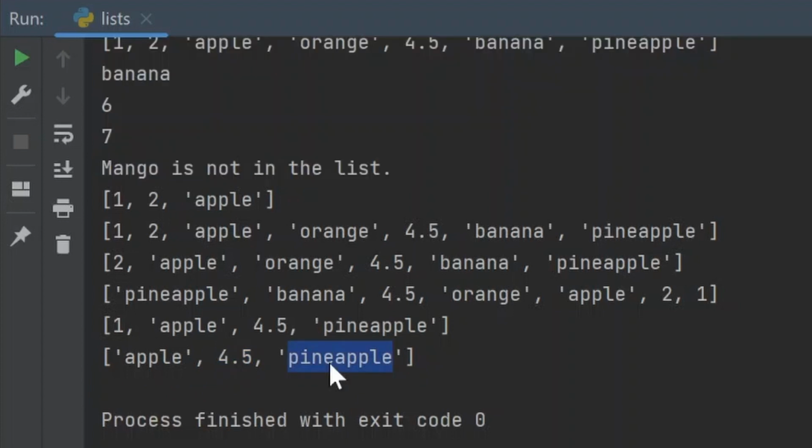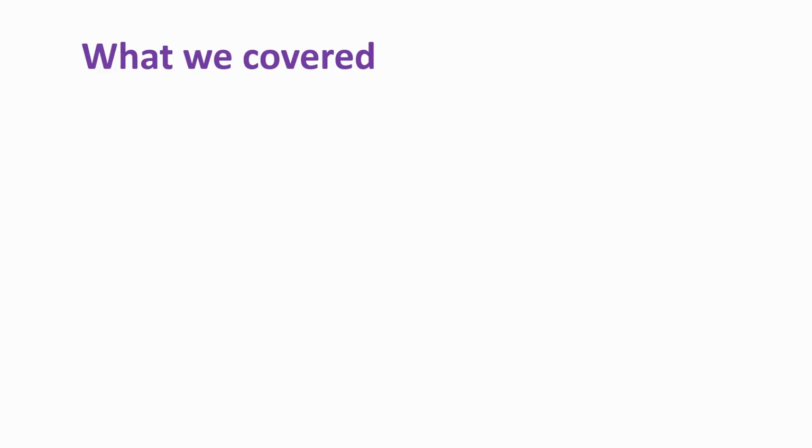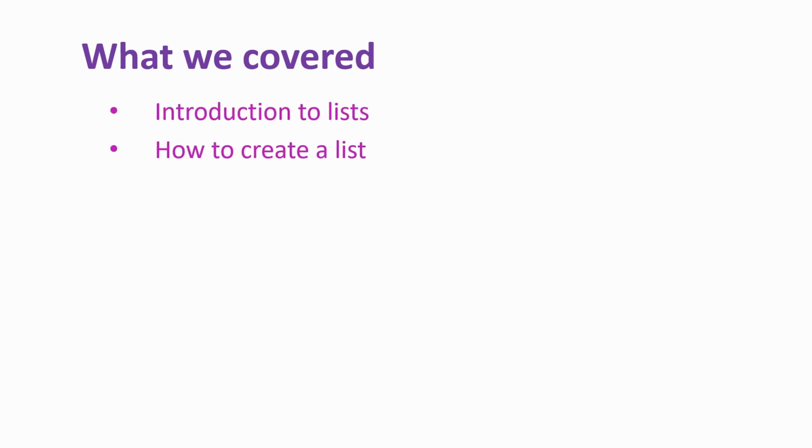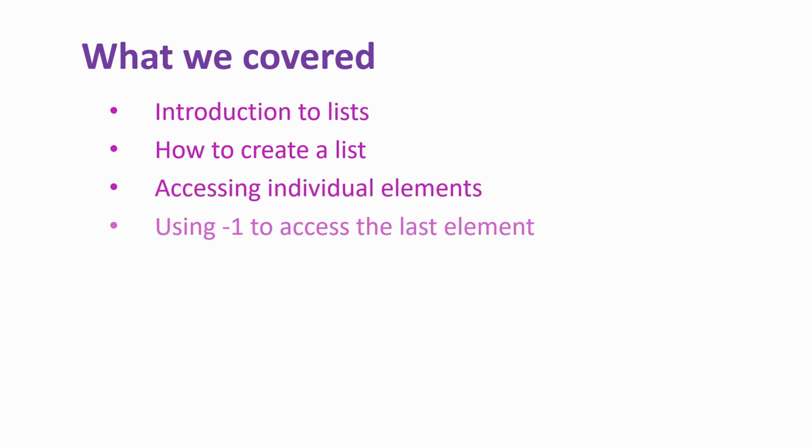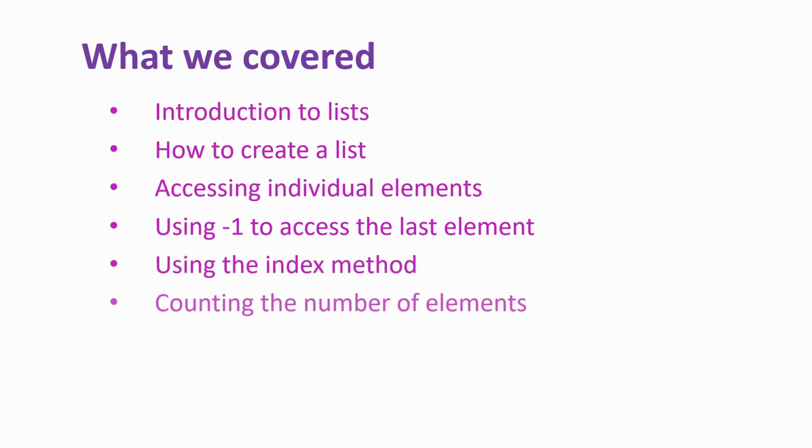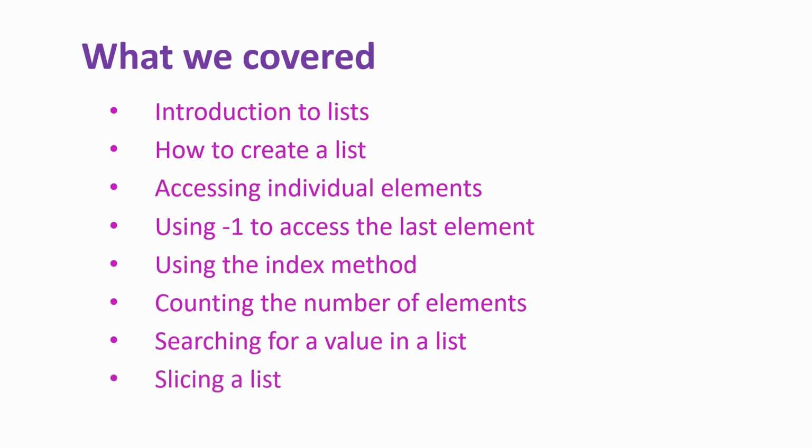Slicing is a powerful feature in Python that allows you to extract any portion of a list efficiently. In this lesson, we've covered introduction to lists, how to create a list, accessing individual list elements, using -1 to access the last element, using the index method to find the index of an element, finding the length or the number of elements, searching for a value in a list, and slicing a list.